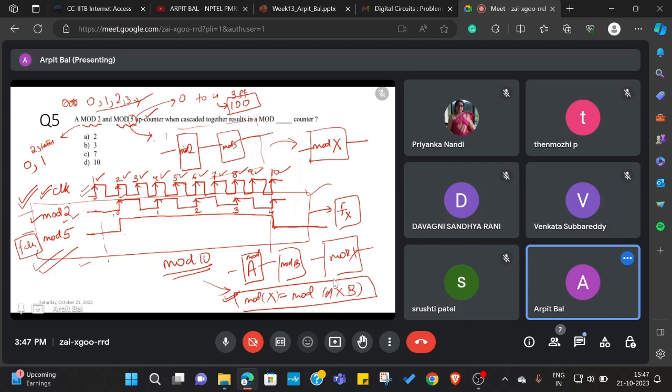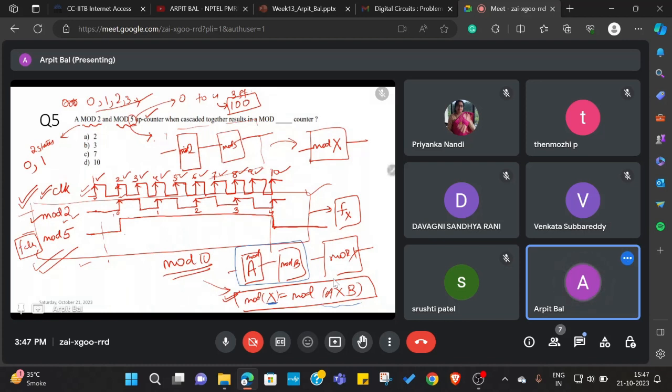Then moving to the week 6 content. In week 6, one of the important questions was this one. If two up counters are cascaded together, what will be the resultant counter? A simple formula is, if you have a mod A and a mod B counter and you just cascade them together, mod X will be equal to A times B. That is the formula you can use to quickly solve your questions.